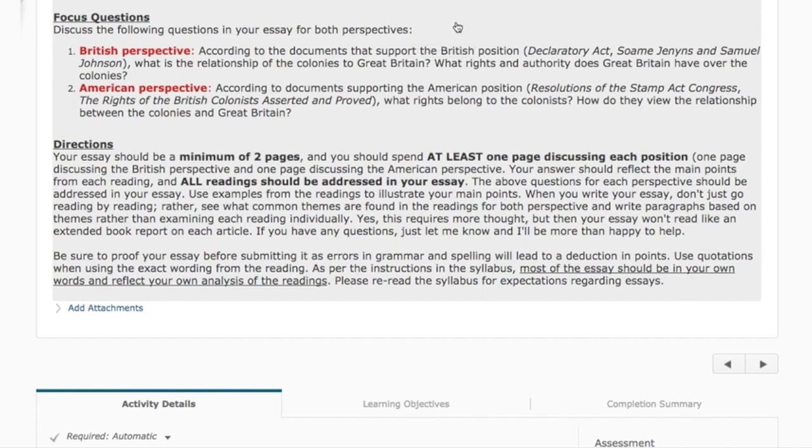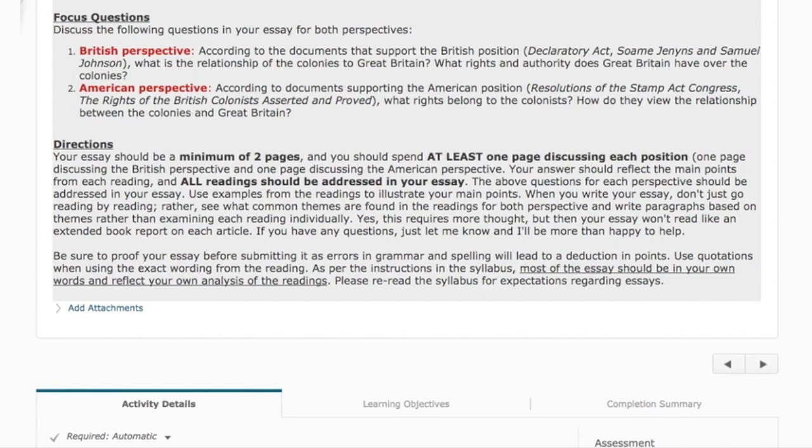But what you need to do is discuss the arguments that are in common from all the documents at the same time. For example, if the Stamp Act Congress is claiming that Parliament is too far away to represent the American colonies, how do Soame Jenyns and Samuel Johnson respond to that argument? And can you find that argument in the rights of the British colonies asserted and proved, as well as the resolution of the Stamp Act Congress? So talk about that argument together.